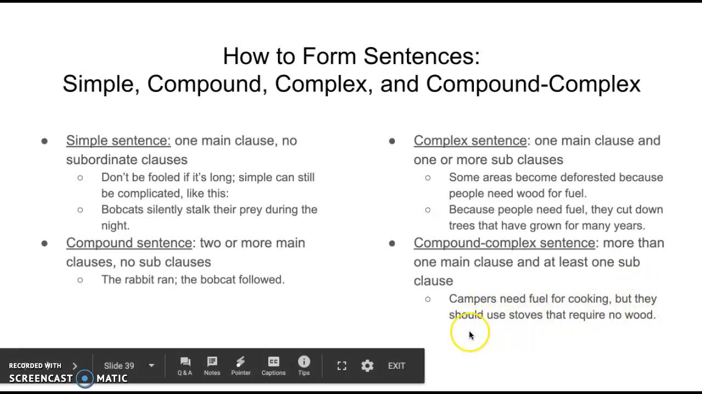If you said that require no wood, you would be correct. That's the subordinate clause. The other main clause is just they should use stoves. They being the simple subject, should use being the simple predicate. That require no wood is a subordinate clause that modifies stoves. It gives information about the stoves. That is the subject in this subordinate clause, and require no wood is the predicate of this subordinate clause.